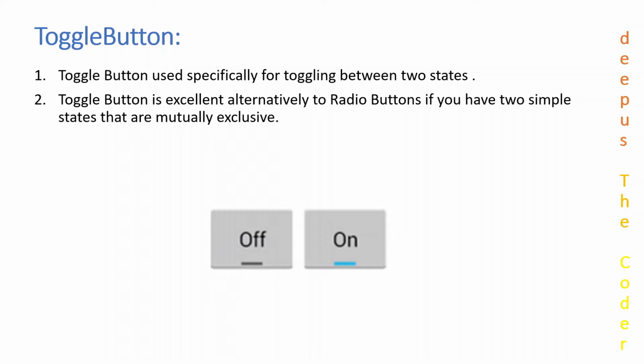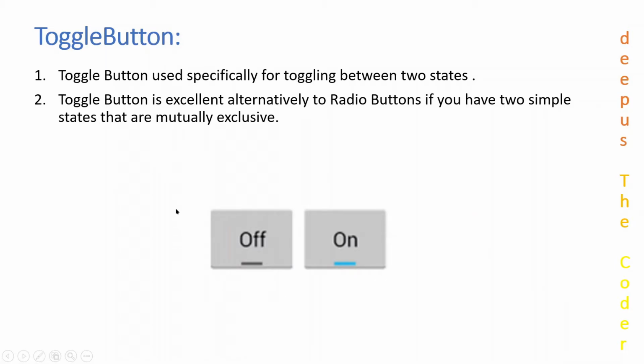Toggle button. Toggle buttons are specifically used whenever we have a situation like switching between two states. For example, you have an on and off state, or male and female state, or yes or no state. Whenever you have two options available and you need to switch between them, at that time we need to go with toggle buttons.